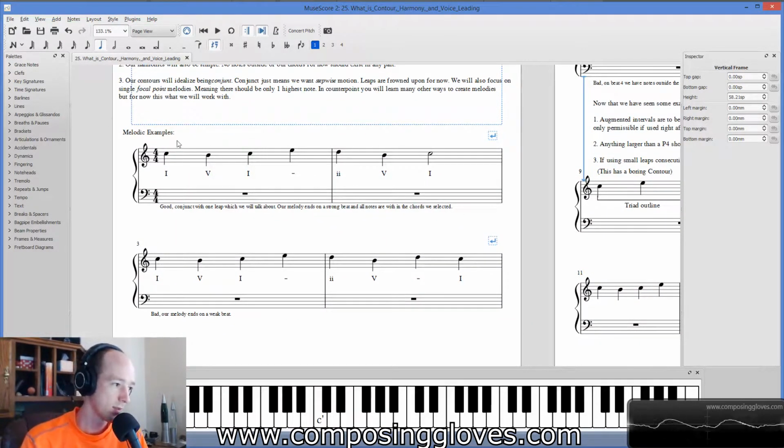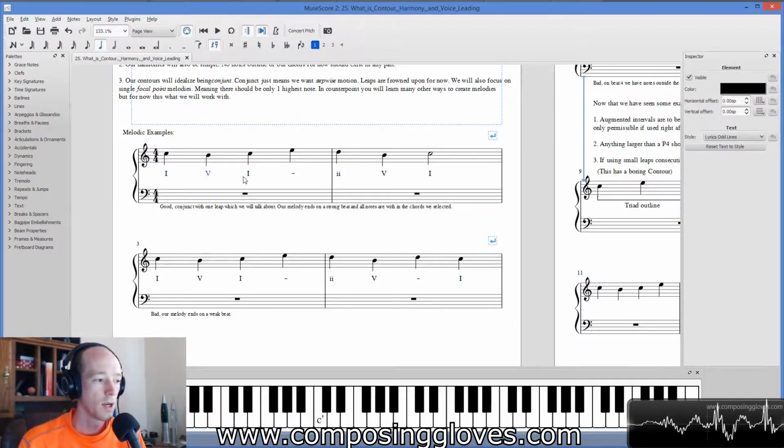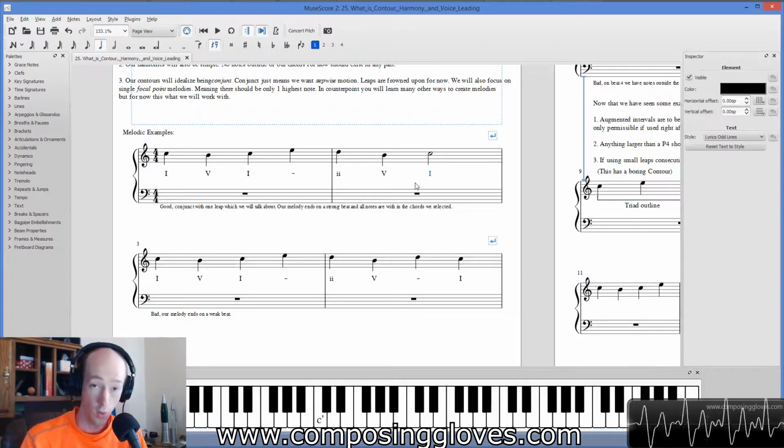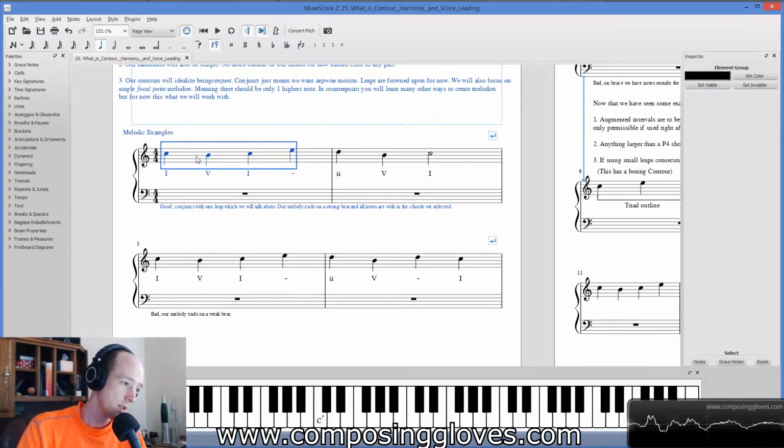Okay, so let's look at some examples. So here are some melodic examples. You see, I am now writing down the harmonic structure underneath because we need to know what the chords are so we know if this melody is inside the chord. So for example, let's spend our time on this one.